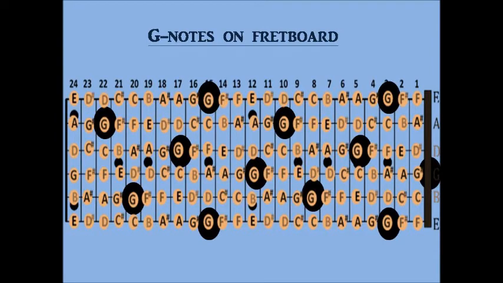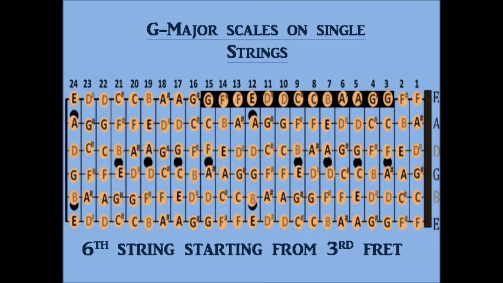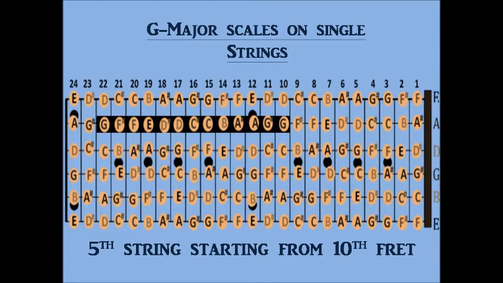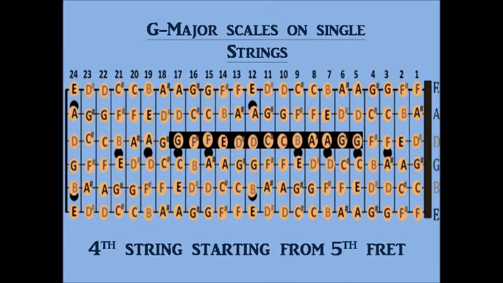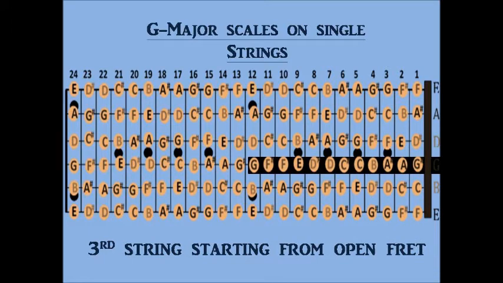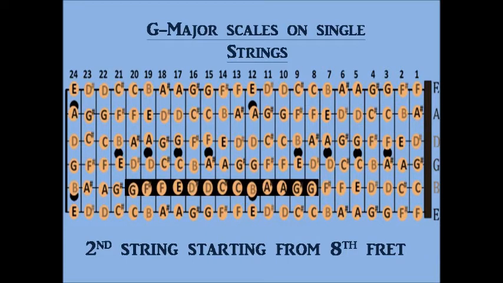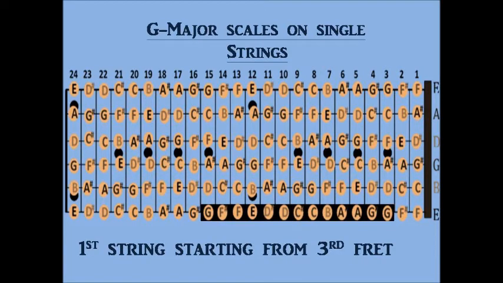Now, let's first see our scale in the single string pattern. For the G major scale, the 6th string starts from the 3rd fret. For the 5th string, the scale starts from the 10th fret. For the 4th string, the scale starts from the 5th fret. For the 3rd string, the scale starts from the open string, because the 3rd string is the G note itself. For the 2nd string, the G major scale starts from the 8th fret. For the 1st string, the G major scale starts from the 3rd fret again.